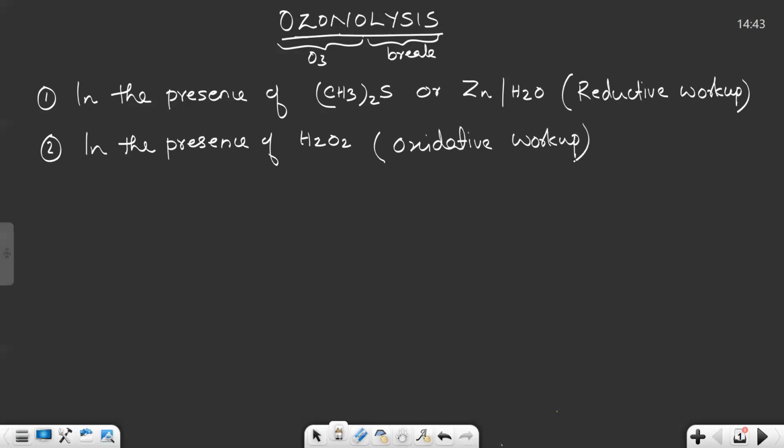Now we will see a few examples. Consider ethene, CH2 double bond CH2. When you treat it with ozone and then dimethyl sulfide or zinc and H2O, any one of these two you can use, you will get the same product. You will get two molecules of HCHO, two molecules of formaldehyde.